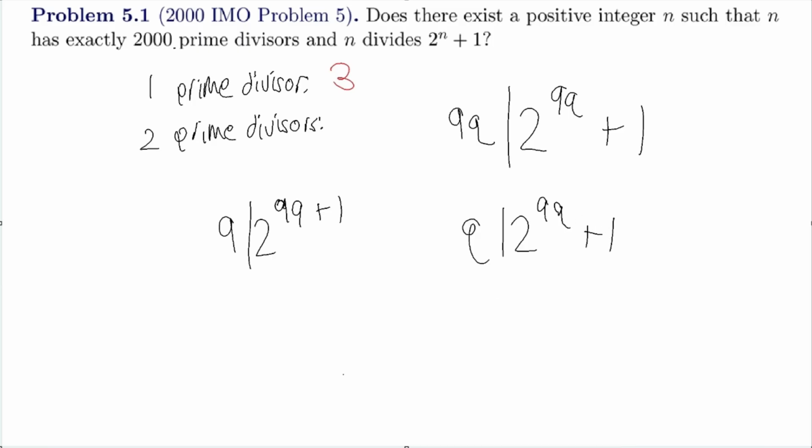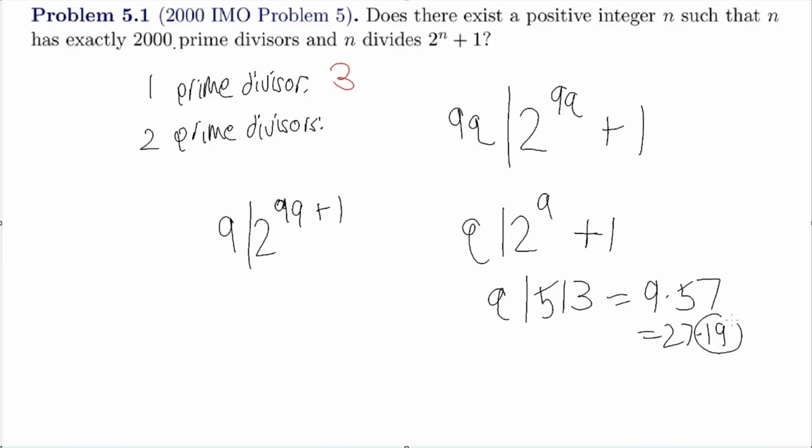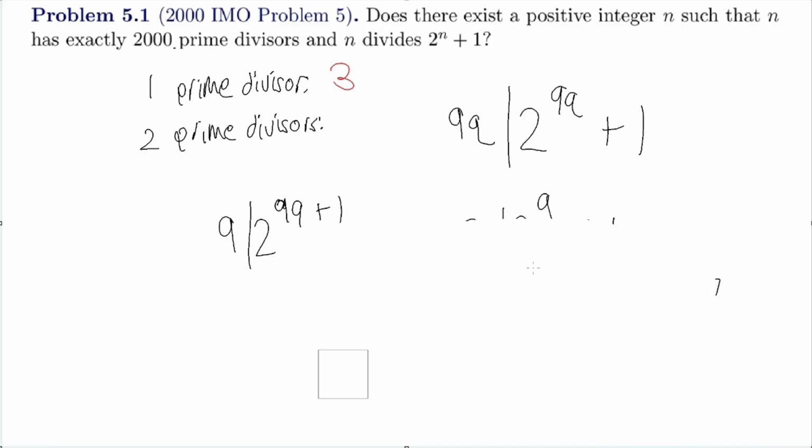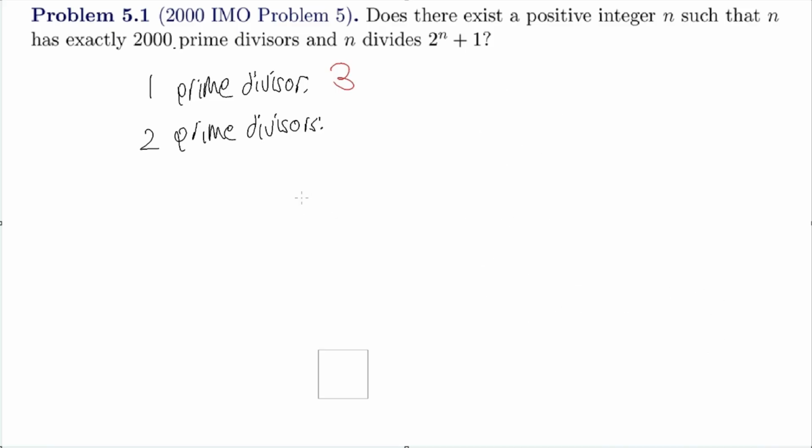And with that, we end up getting, by Fermat's little theorem, that this can be 2 to the 9. In other words, q divides 513. And q must not be equal to 3. Now, if you factor 513, you end up getting something like 9 times 57, I believe. And this is also 27 times 19. So we can just take this 19 here. So q equals 19. Therefore, our number that has 2 prime divisors that seems to work is 3 squared times 19. And this works by using the Chinese remainder theorem.